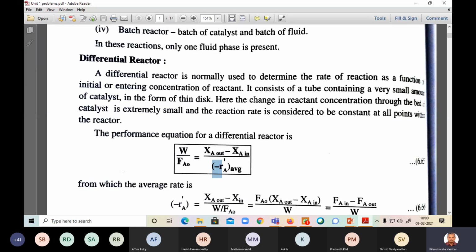One more thing here is, in a differential reactor, the reactor consists of a small tube consisting of a very small amount of the catalyst as a thin layer. Since the catalyst is very small, we assume that the reactant concentration is almost the same. Once the reactant concentration at inlet and outlet is almost the same, then you can assume that the reaction rate is constant at that particular point, right? That is the important assumption.